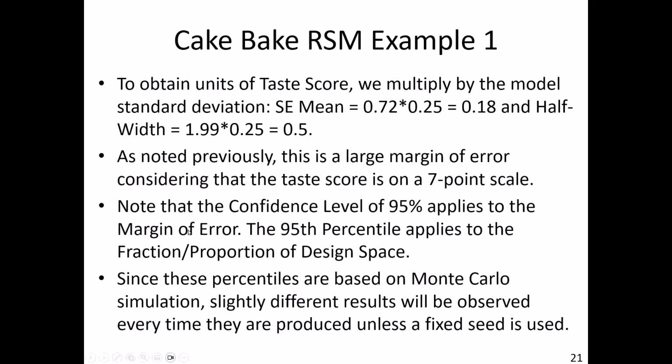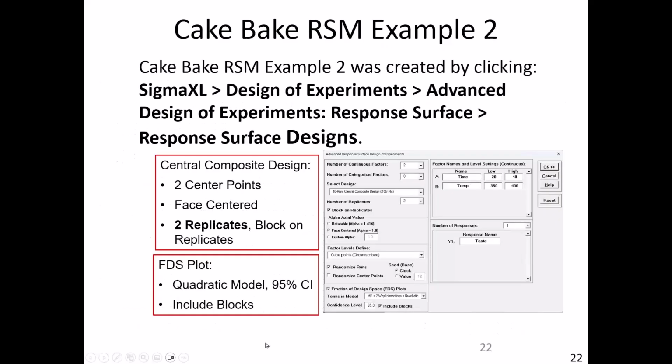Just a point of clarification, note that the confidence level of 95% applies to the margin of error. The 95th percentile applies to the fraction or proportion of design space. Don't confuse these two. These are two different and distinct things. Since these percentiles are based on Monte Carlo simulation, slightly different results will be observed every time they're produced unless the fixed seed is used.